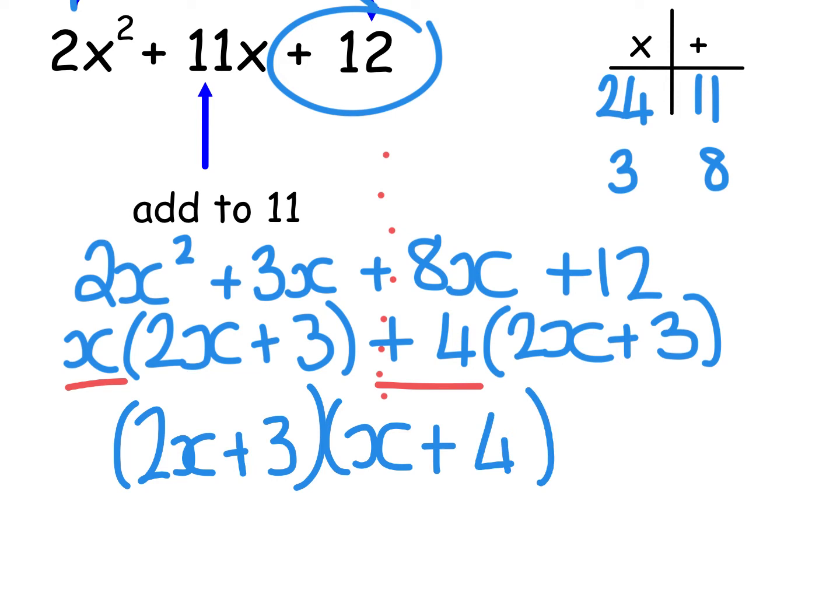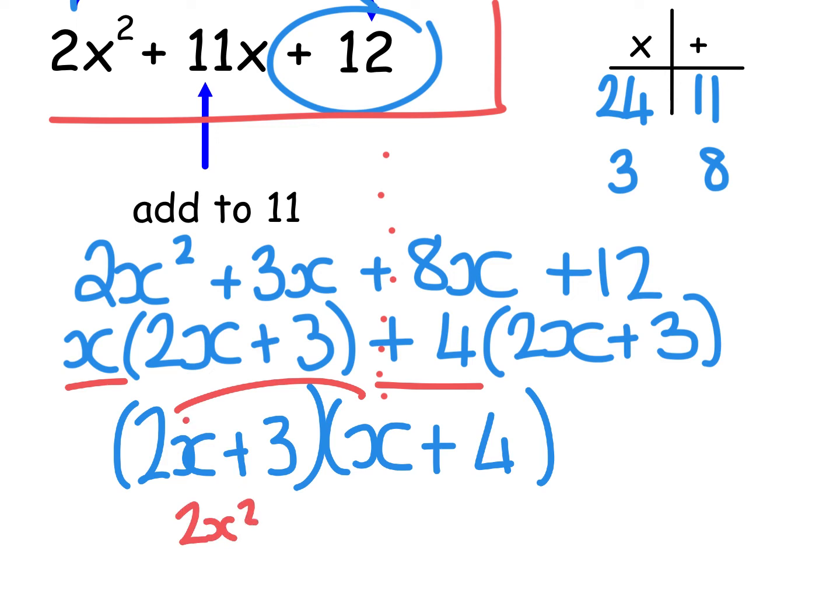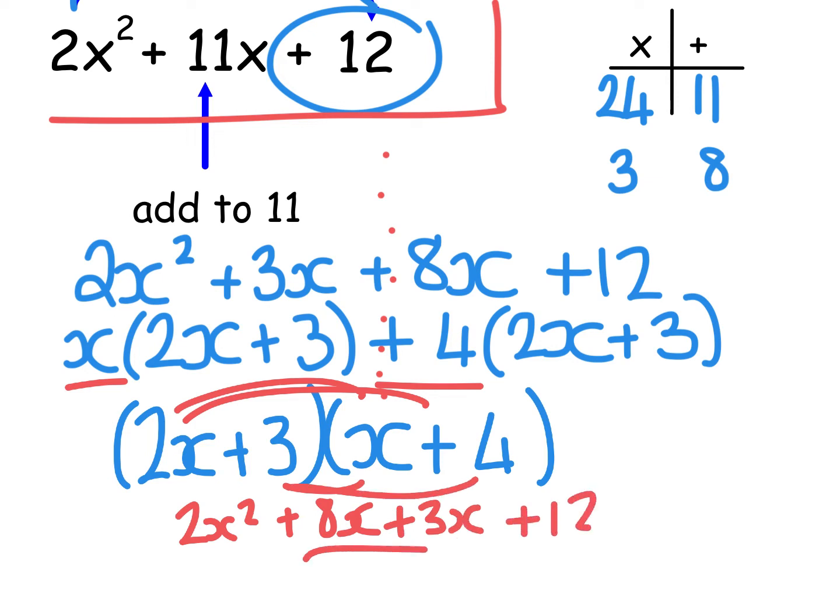Now I'm just going to show you that this gives us what we have up here in our starting point. If I expand this out, I get 2x squared, plus 8x, 3x in the middle, and 12 on the end. And then that 8 plus 3 is what gives us the 11. So this is what's called the common factor method. Let's try some more, will we?